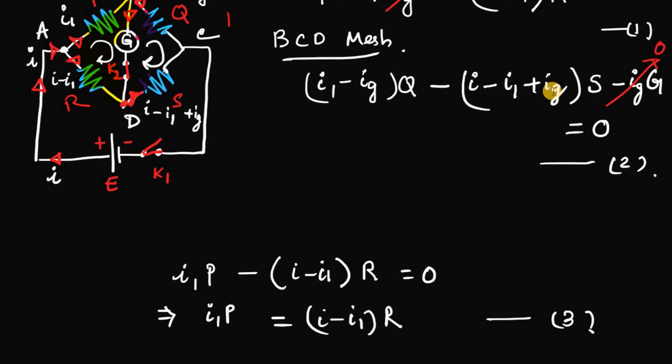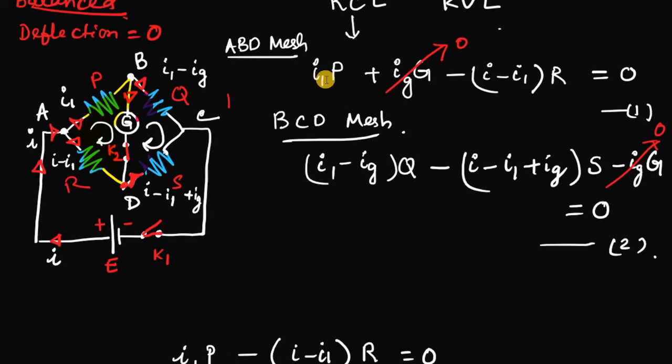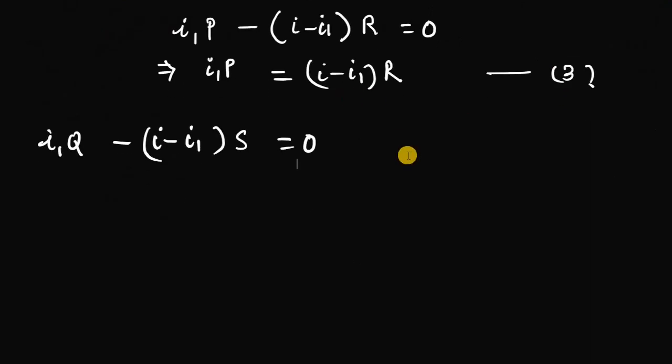You can see wherever I put G, just left behind I1Q minus (I minus I1) whole into S. Okay, in the second equation, same as the first equation, I1P equals (I minus I1) whole into R. So this is solving up to this. After solving, what we are getting is important. It implies I1Q equals (I minus I1) whole into S.